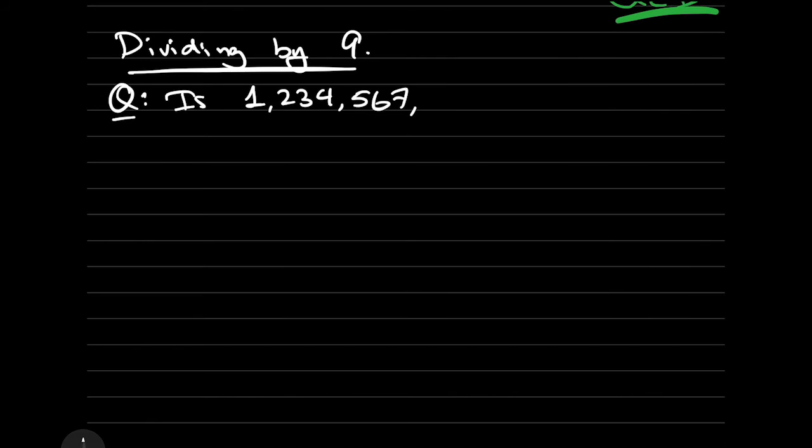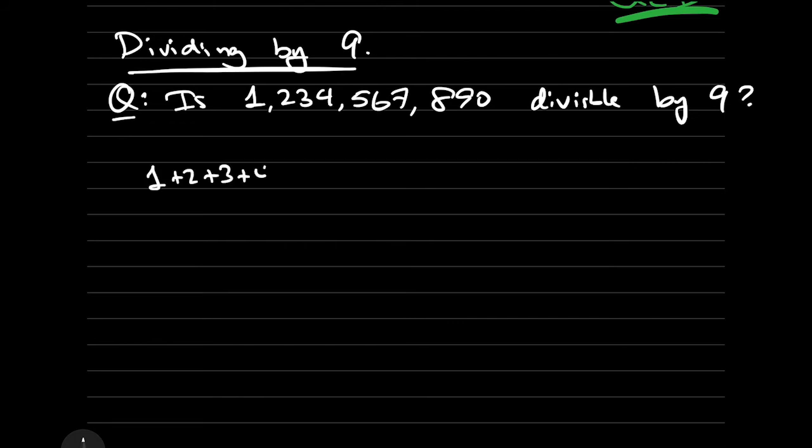Now, we could just check by dividing by 9 and seeing if we get a remainder or not. But that's a bit of a mess. So here's what we do instead. Add up the digits. 1 plus 2 plus 3 plus 4 plus 5 plus 6 plus 7 plus 8 plus 9 plus 0. I'm just adding up the digits of this number, and I get 45. Okay? 4 plus 5 is 9. And I claim that since we got 9 by this process, the answer to the question is yes, 9 does divide it.